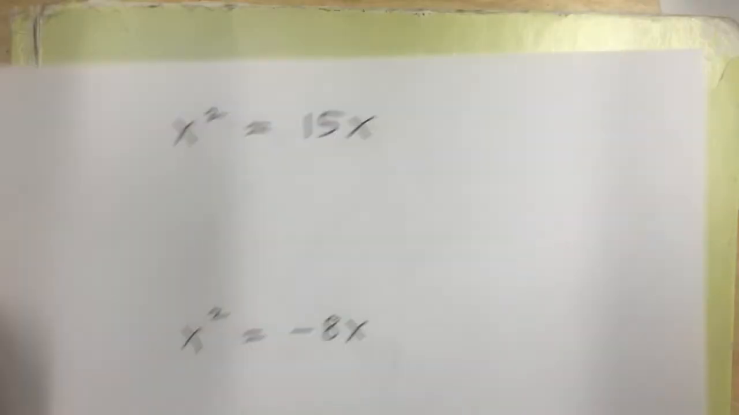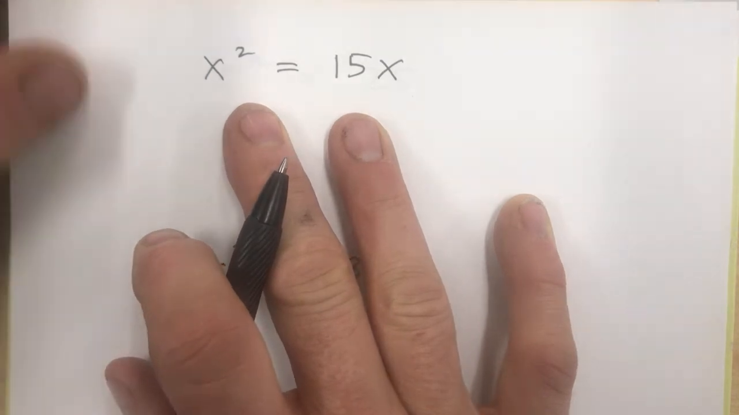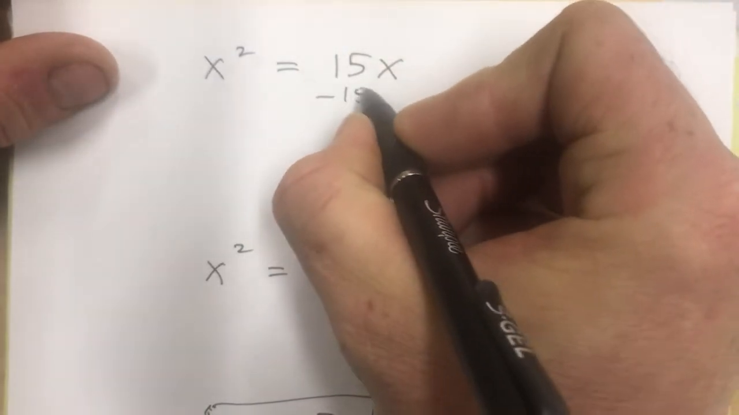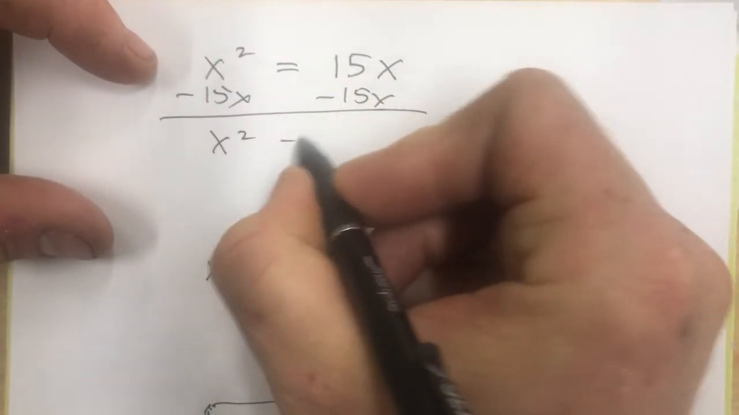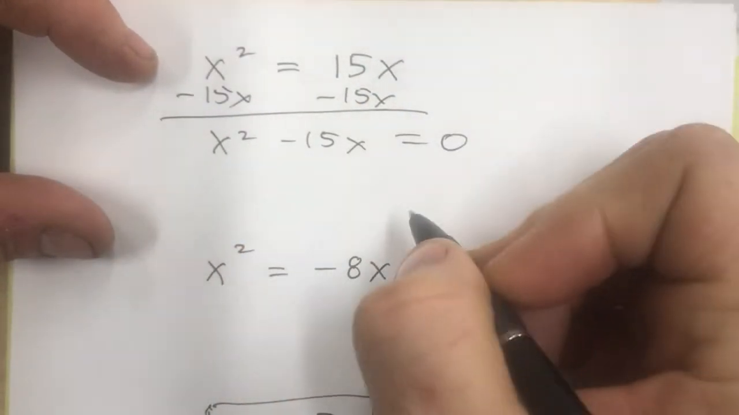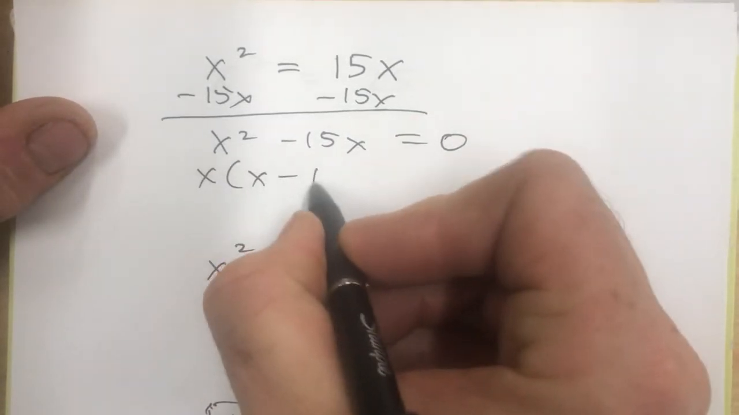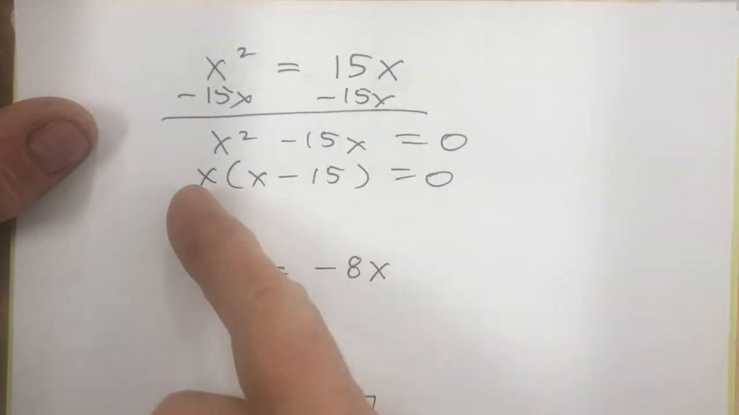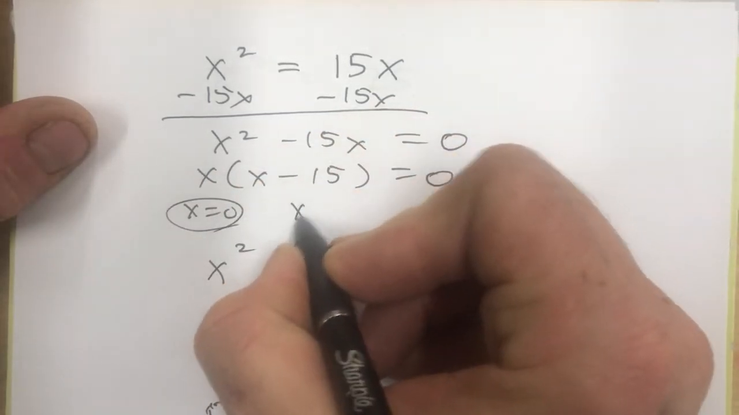All right. Now, sometimes it does not equal 0. So like right here, I'd have to minus 15x. And that gives me x squared minus 15x equals 0. It's got to equal 0. And now I can do the factoring. Factor out the x. And there you go. I've got two factors equal 0. So right here, x would be 0. Right there, x would be 15.